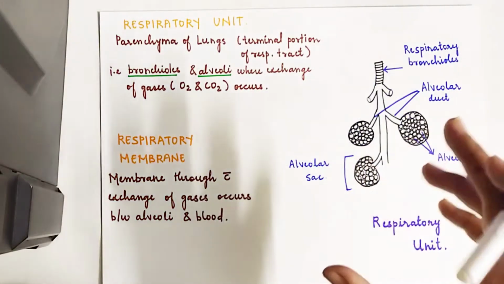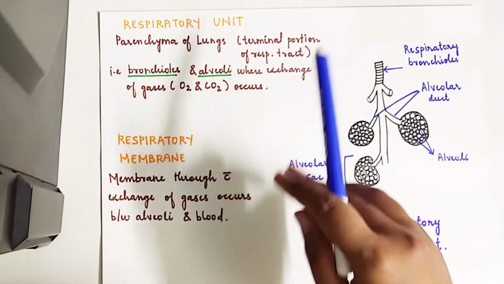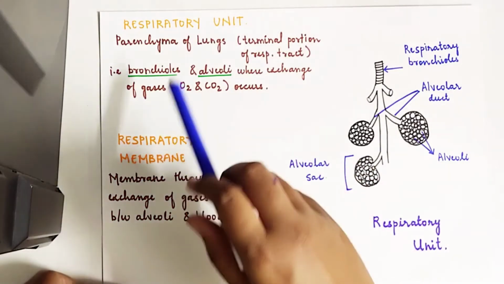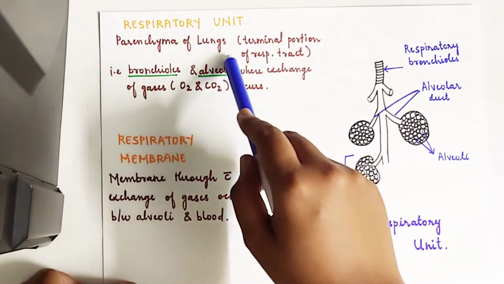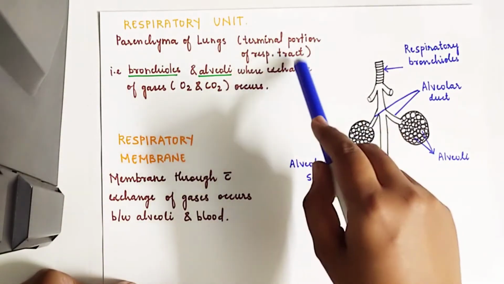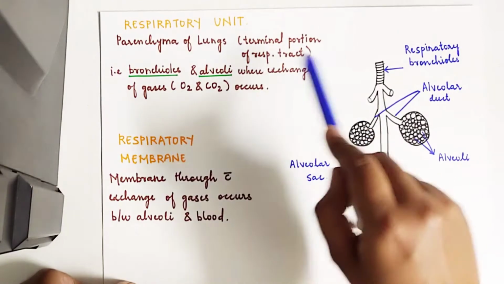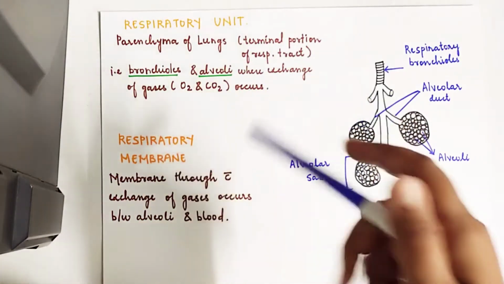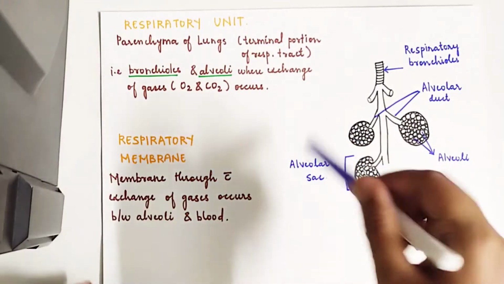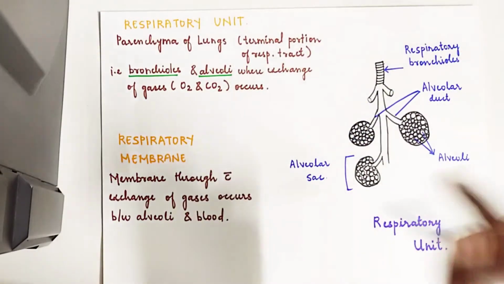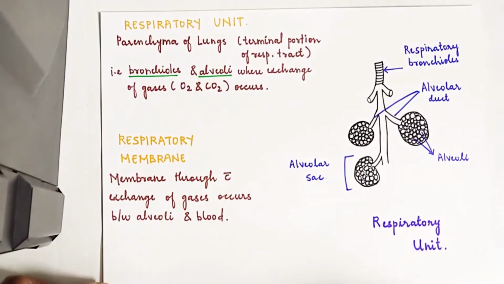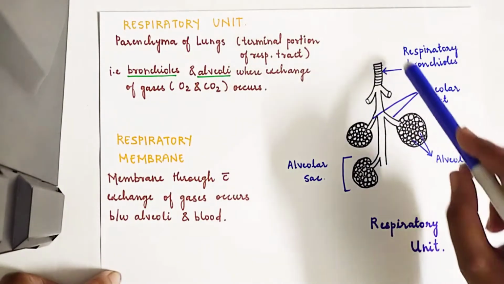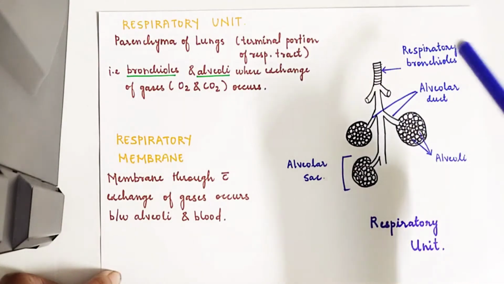Now the respiratory unit. It is mainly the bronchioles and the alveoli. They constitute the respiratory unit. Also, it is the parenchyma of the lung. It is a terminal portion of the respiratory tract. So mainly the bronchioles and the alveoli are the place where the exchange of gases, that is O2 and CO2 exchange, happens. So here you can see the respiratory unit. This is the respiratory bronchioles.